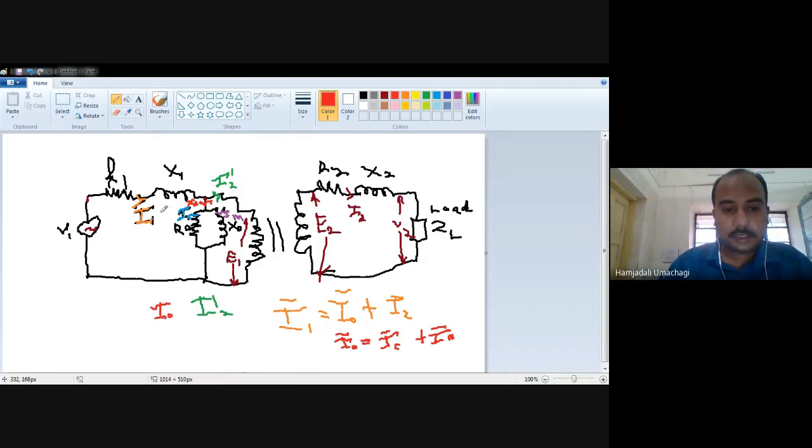Yes, this I1 is nothing but the vector sum of I0 plus I2 dash. Vector sum means this notation you have to show. So I1 is equal to I0 plus I2 dash. Once again, what is this I0? IC plus IM. I0 is nothing but the vector sum of IC plus IM. Is it clear, all of you? Am I audible to you, all of you?